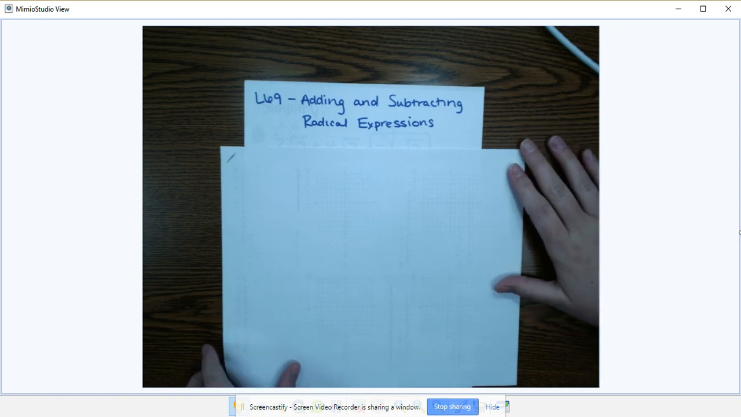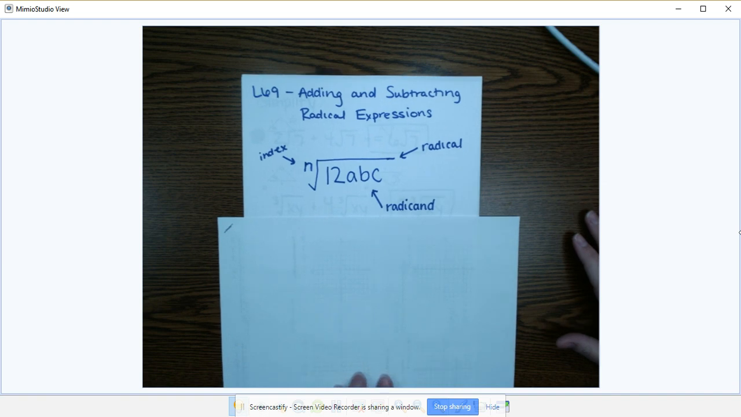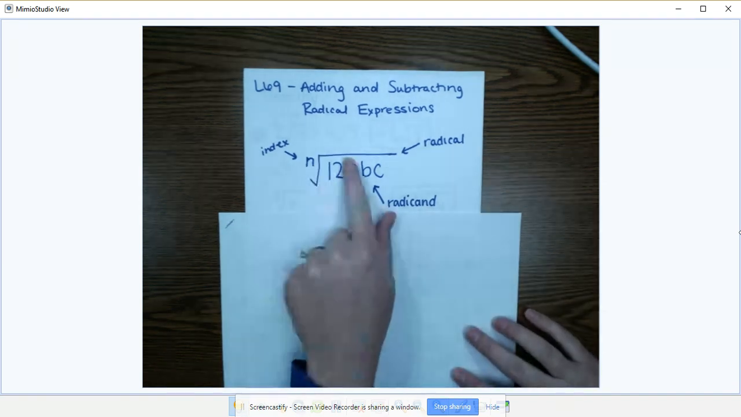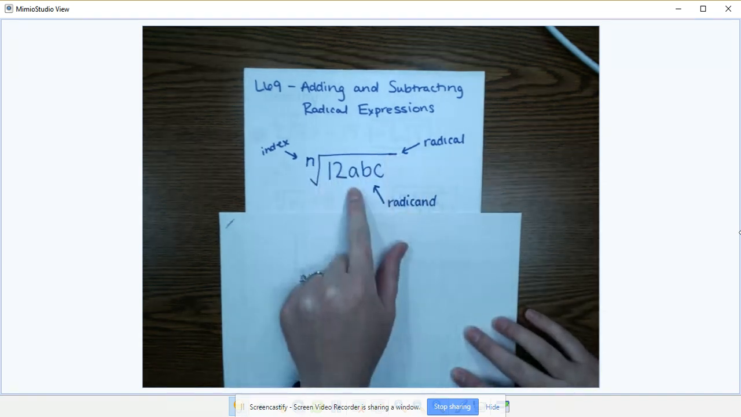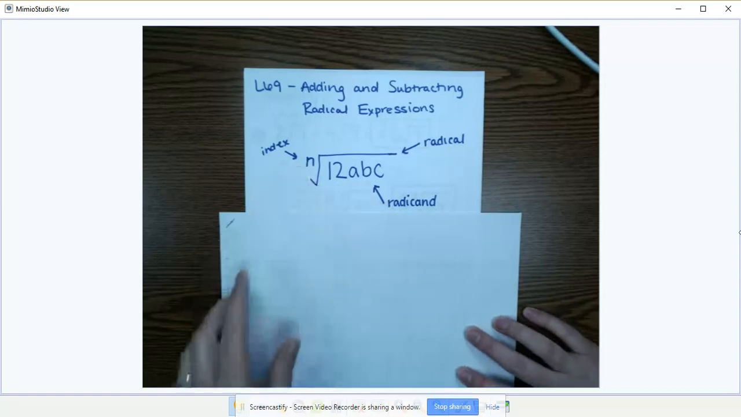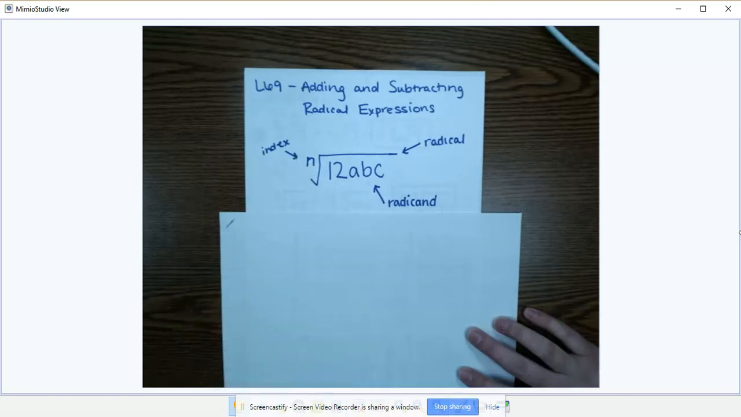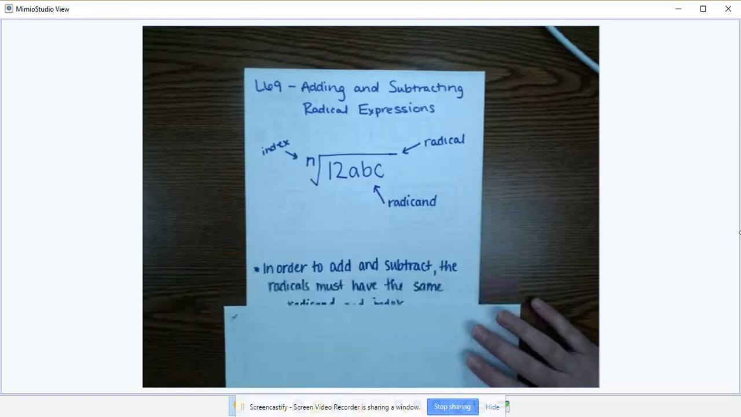Today we're going to talk about adding and subtracting radical expressions. So here's just a big radical. Obviously this symbol is our radical sign. What's inside is called the radicand, and then this little number is called the index. Generally if there's nothing there, that's just a square root, but it could have a little 3, which would be a cube root, 4 would be a fourth root, and so on. So that's called the index.